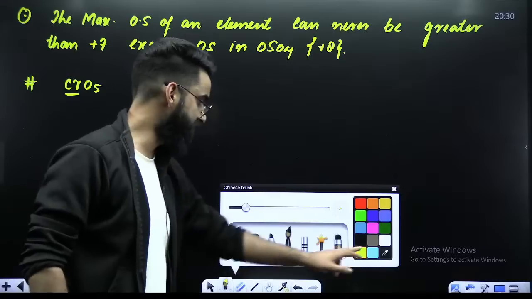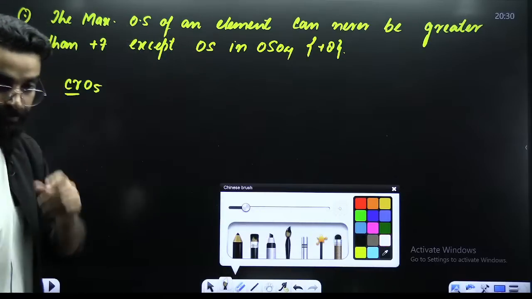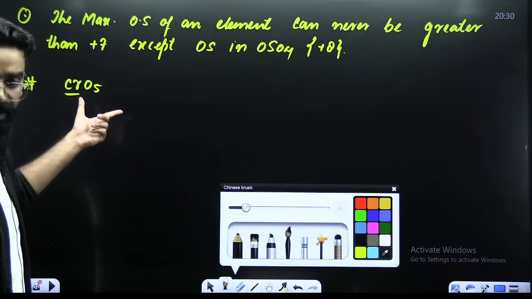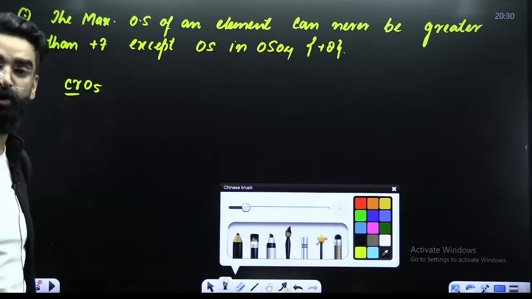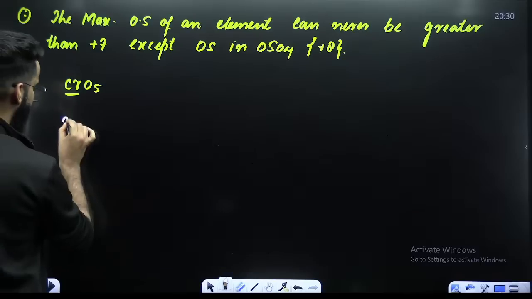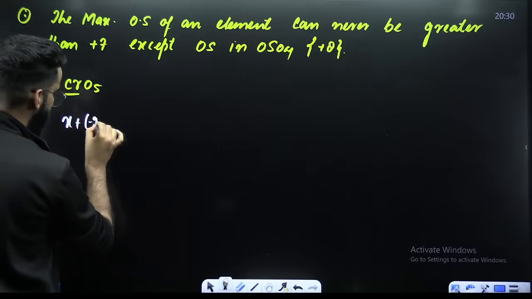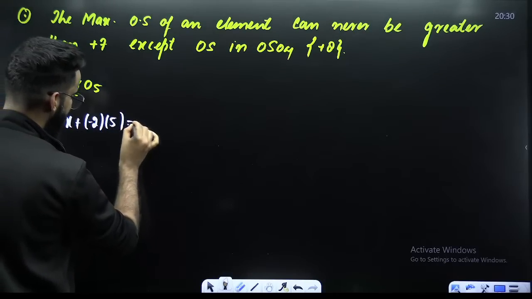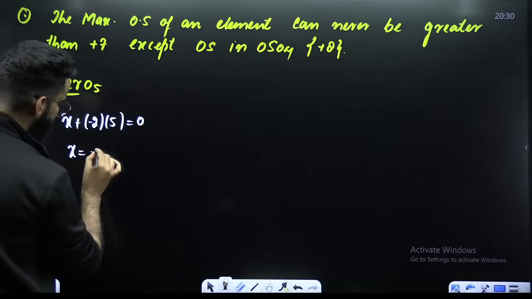You should be in a position to do that. See, I give you CrO5 and I'm asking you to calculate the oxidation state of chromium here. So you'll use the formula. Let the oxidation state of chromium be X. Oxygen shows -2. There are 5 oxygen atoms. Net charge is 0. The value of X comes out to be +10.